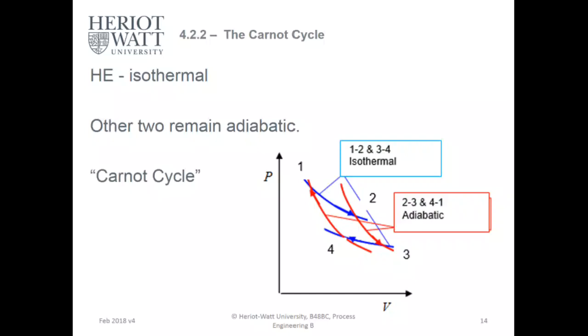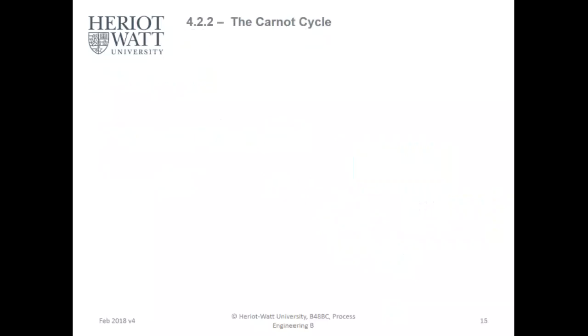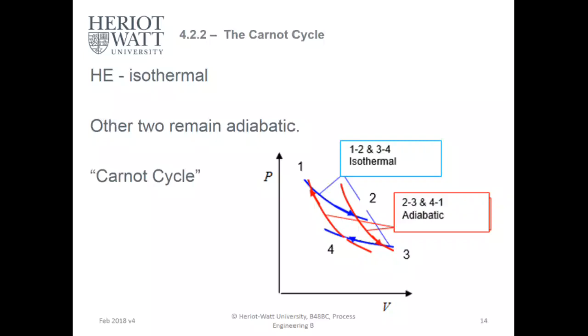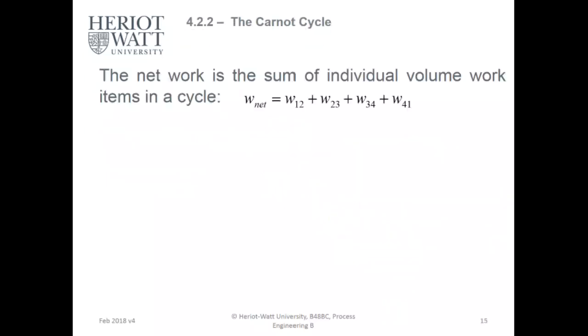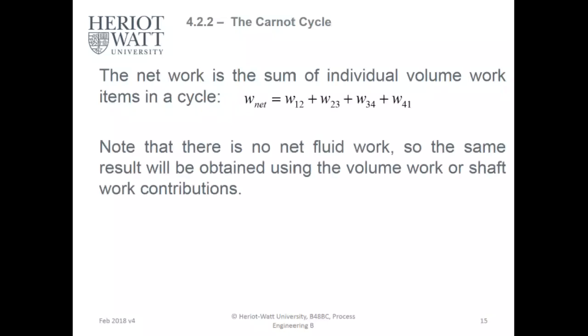And this is the PV diagram for a Carnot cycle. The net work is the sum of the individual volume work items in the cycle. So work 1-2 plus 2-3, 3-4, and 4-1, the full cycle. And you need to note that there is no net fluid work. So the same results will be obtained using the volume work or shaft work contributions.